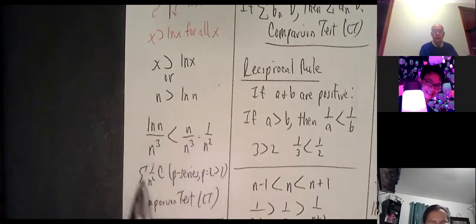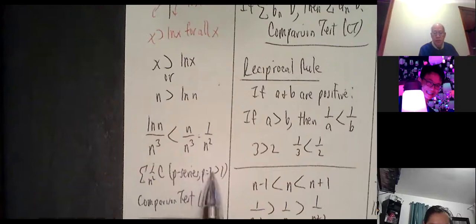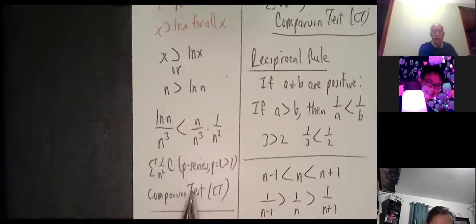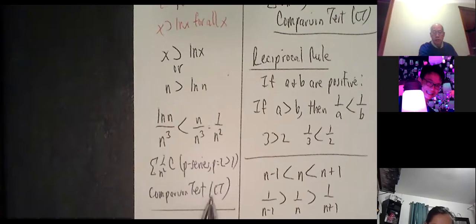And what do I know about the summation of 1 over n squared? That converges. It's a p series with p equal to 2, which is greater than 1. Therefore, by something called the comparison test, any series that's smaller than that also has to converge. That's going to be something called the comparison test, which I'll show you next time.